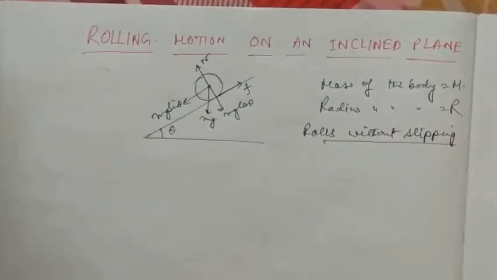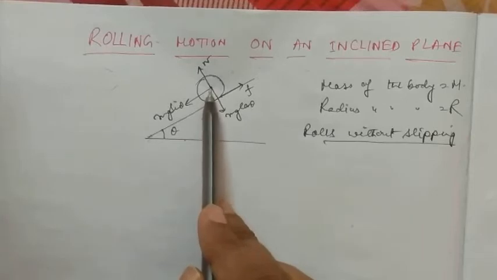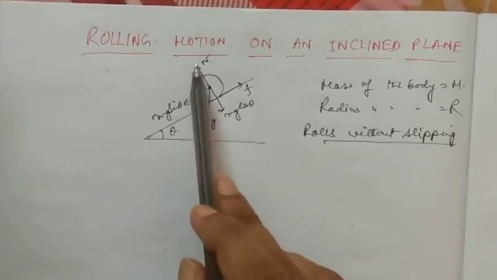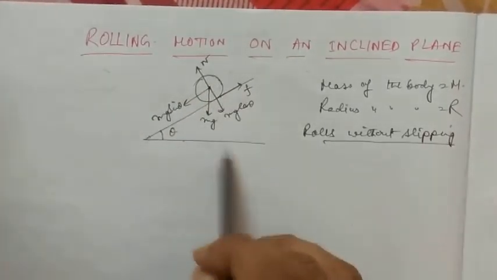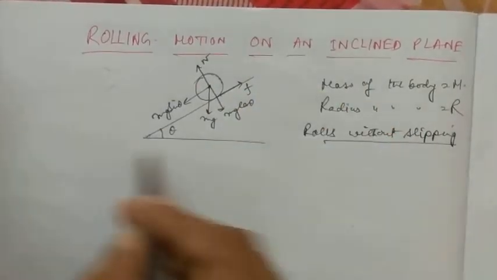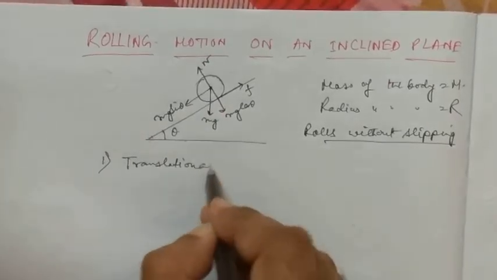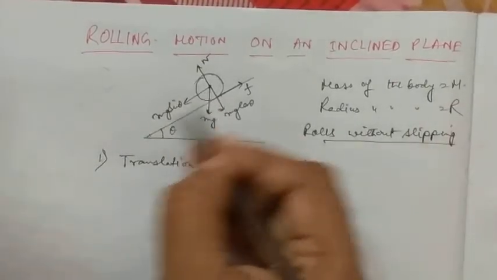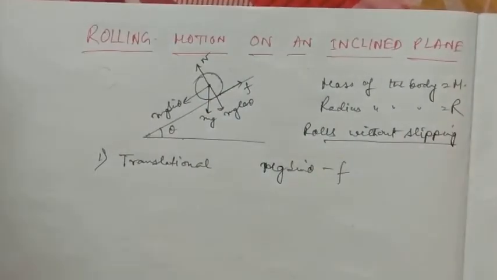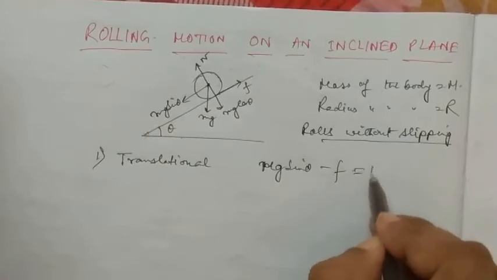Now you have to first consider the three forces: the weight mg of the body acting vertically downwards through its center of mass, the normal reaction N from the inclined plane, and the frictional force F acting upwards and parallel to the inclined plane. Now two equations. One for the translational motion, as we have always done earlier: mg sin theta minus F is equal to M A_CM.